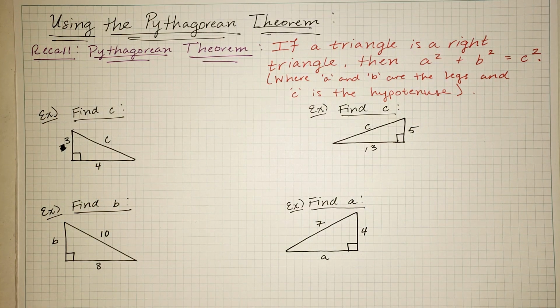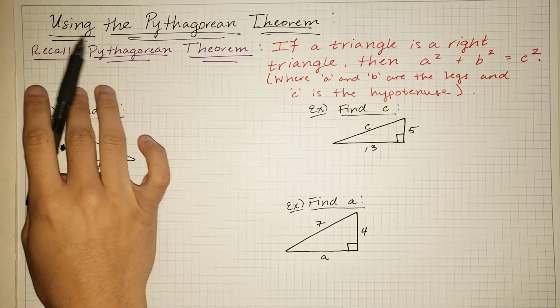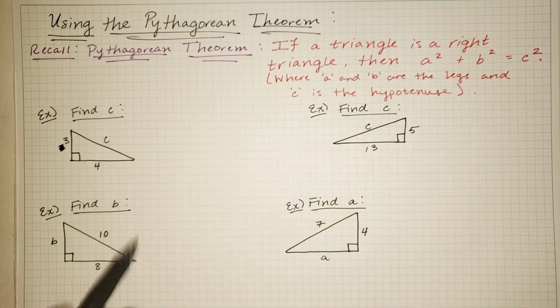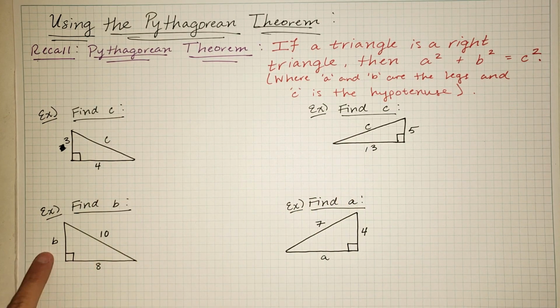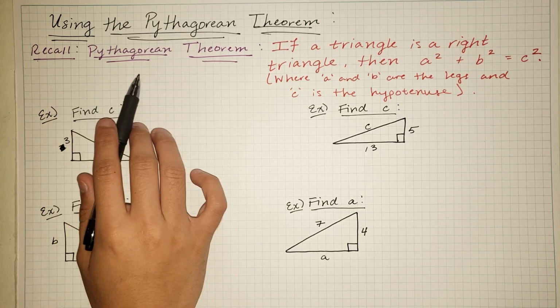All right, so in this video, we're going to be using the Pythagorean theorem. Remember, in the last video we introduced the Pythagorean theorem and then we proved it. Now in this video, we're actually going to be using it to find the missing sides of these triangles. All right, so real quick, let's recall the Pythagorean theorem.